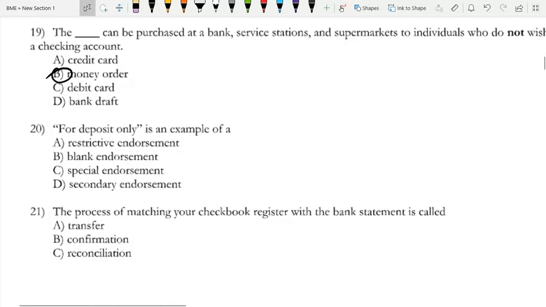For deposit only is an example of restrictive endorsement, blank endorsement, special endorsement, or secondary endorsement. This is called restrictive endorsement because it's only for deposit. And we have a Quizlet where we go over these three types of endorsement.